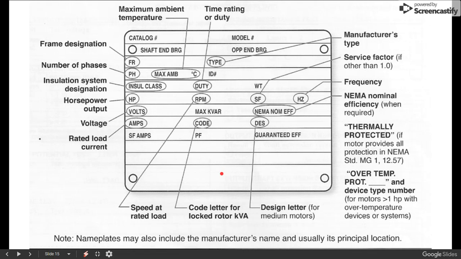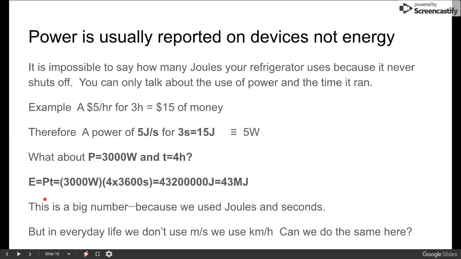The nameplates that come on things will often have a lot of information on them. All we're really after is the volts and amps. They don't state watts, just multiply these two and you've got your wattage. Typical devices report power. They do not report energy. The energy you're going to use depends on how long you leave it on.